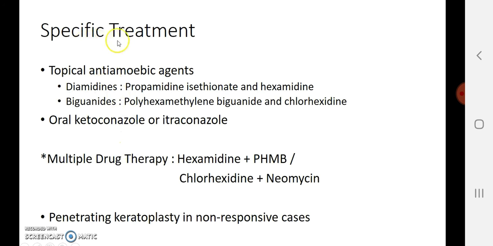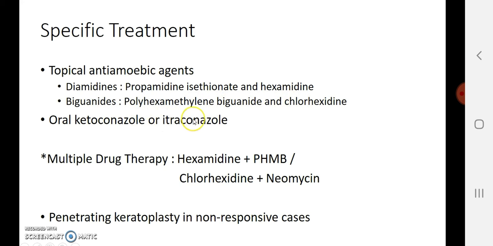Now let us see the specific treatment of Acanthamoeba keratitis. Topical antiamoebic agents like diamidines can be given. The diamidines include propamidine, isethionate and hexamidine. Biguanides can also be given. Some of the biguanides are polyhexamethylene biguanide and chlorhexidine.